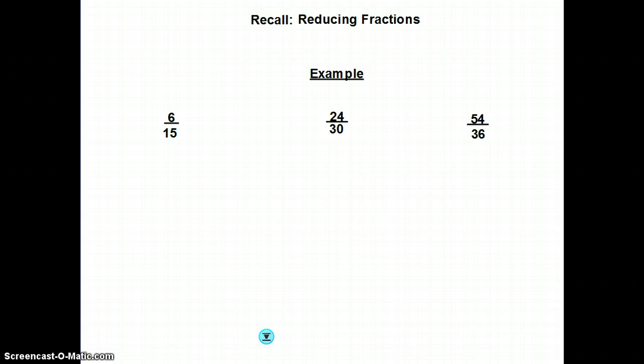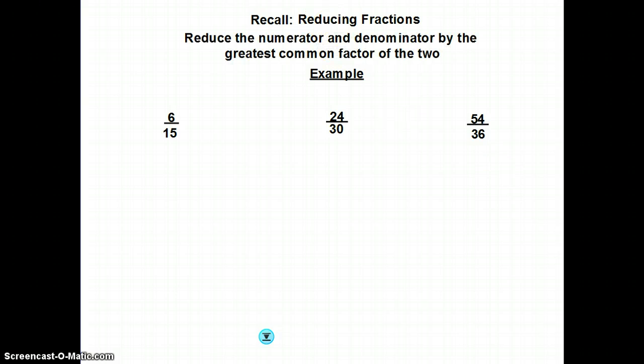First, let's recall reducing fractions. In order to do so, we reduce the numerator and the denominator by the greatest common factor of the two. So in order to reduce each of the fractions, we must find the greatest common factor of the numerator and the denominator. So what I am going to do is factor 6 and factor 15.